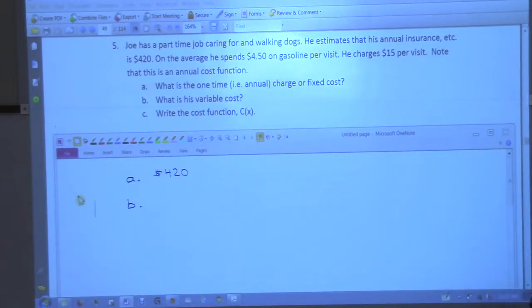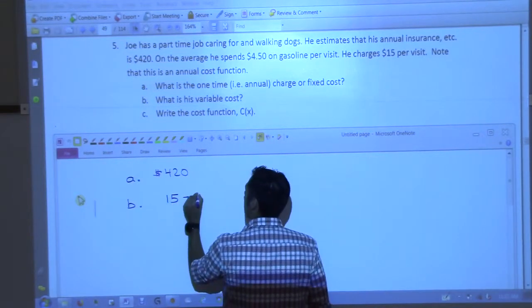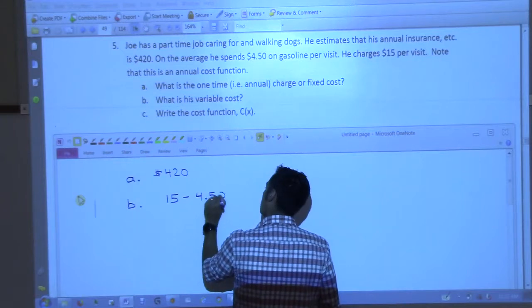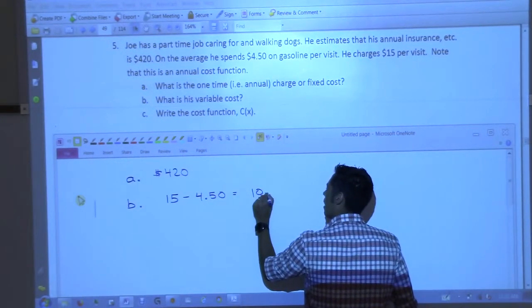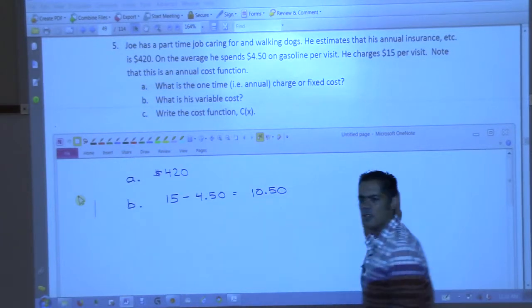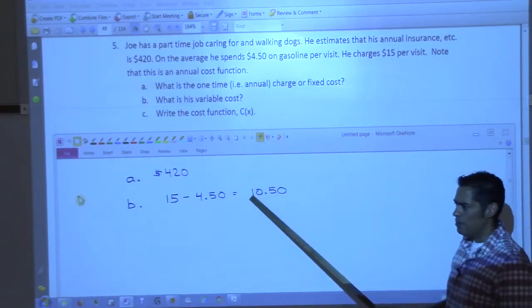So that variable cost is not those two added together, but what? Subtracted, right? So it's actually going to be the $15 minus the $4.50, which is what? $10.50? Isn't that actually how much he's going to make every job he does? $10.50. He goes and walks a dog, comes back, it's $10, right? So you have to be a little careful with the wording of that. Anyone have questions on that?